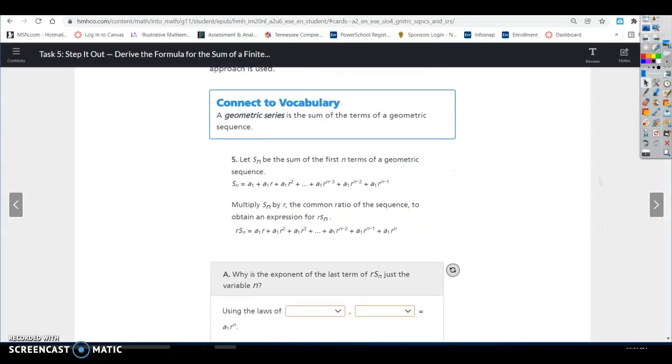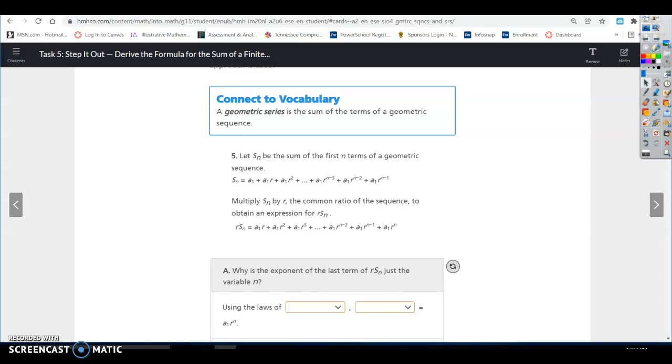Alright, so vocabulary. A geometric series is the sum of the terms of a geometric sequence. So it says, let S of n be the sum of the first n terms of a geometric sequence. Alright, so we have the first term, and then we have the first term times the common ratio, and then we have the first term times the common ratio squared, which is the common ratio times the common ratio again. And we go through that same pattern until we get to the first term times r to the n minus 1. So this is just a mathematical way to say first term times common ratio again, and again and again.